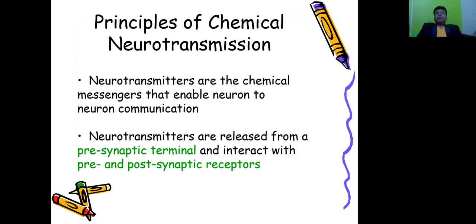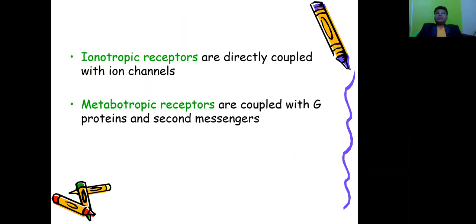Now, what are the principles of neurotransmission? It is the principles of chemical neurotransmission. Neurotransmitters are the chemical messengers that enable neuron to neuron communication. Neurotransmitters are released from a presynaptic terminal and interact with the pre- and postsynaptic receptors. The ionotropic receptors are directly coupled with ion channels, and the metabotropic receptors are coupled with G proteins and the second messengers.